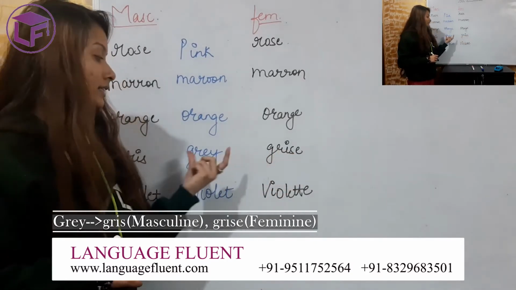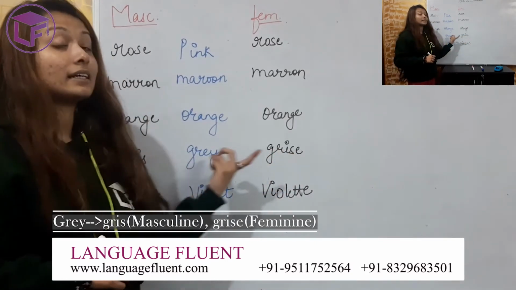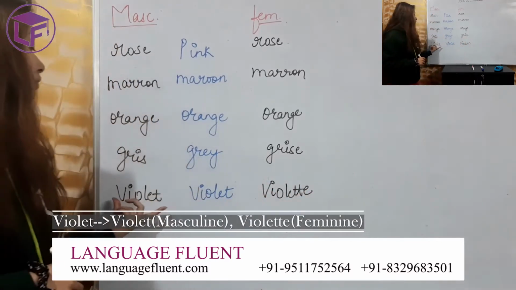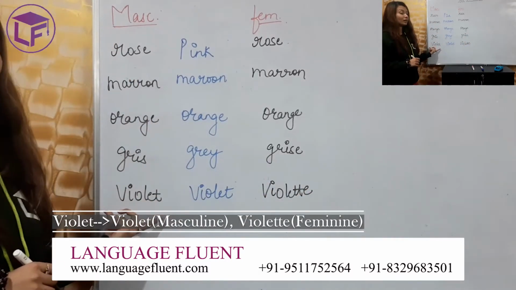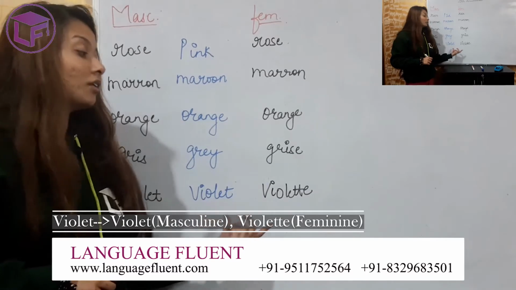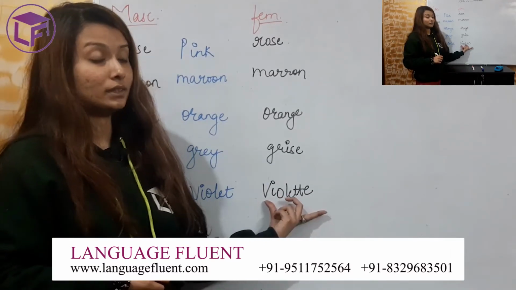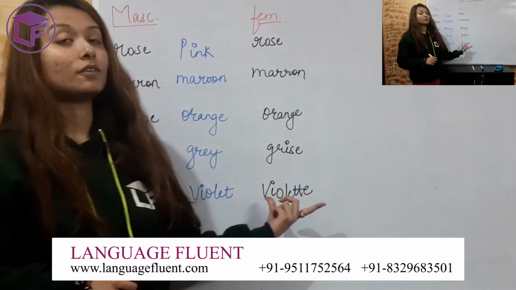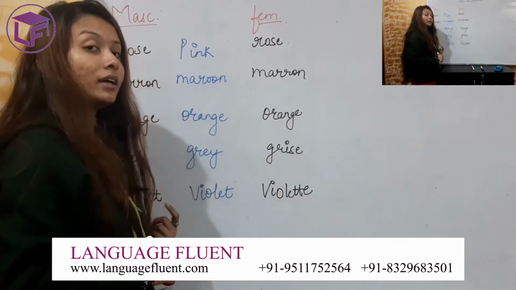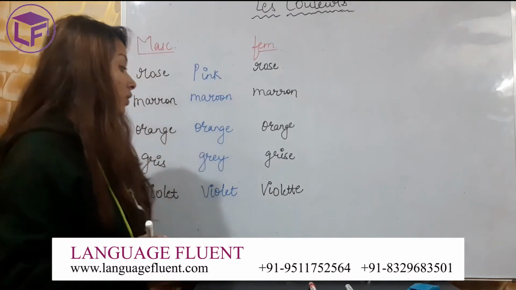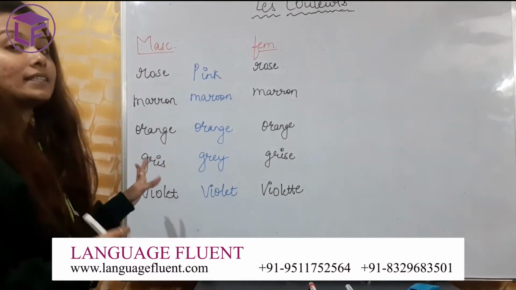Gris, that is grey color. Violet, that is violet color. All right, so let's repeat once again.